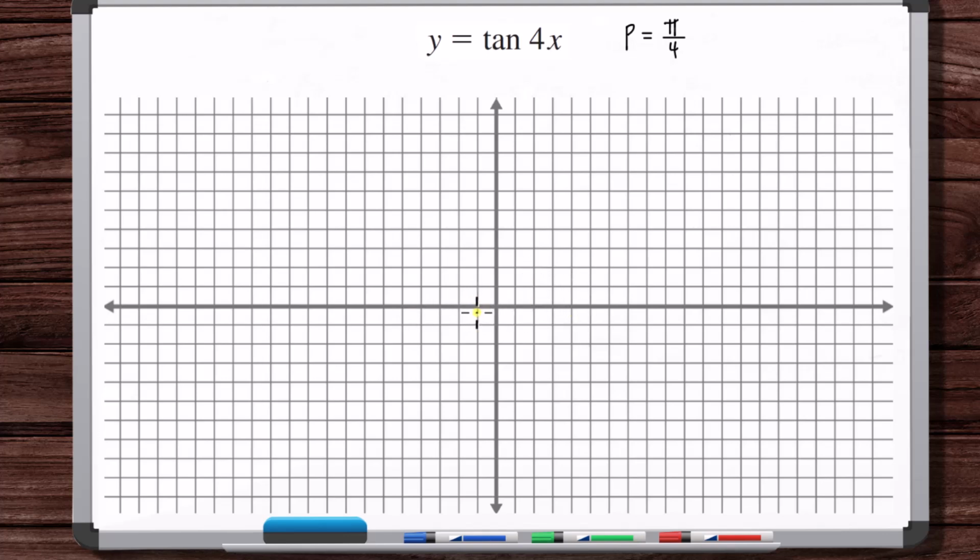So, minus pi over 8 and pi over 8. So let's start by drawing the vertical asymptotes at this base period here.